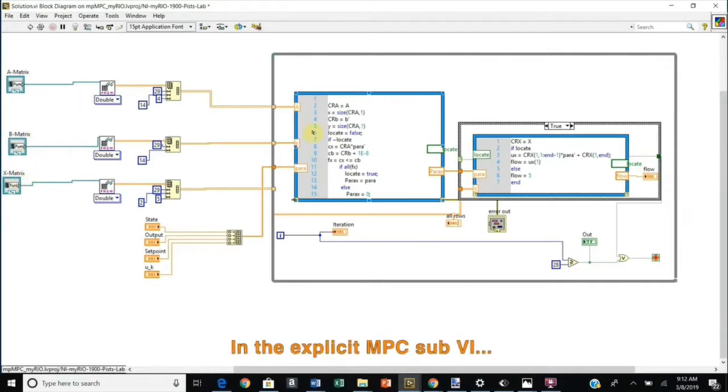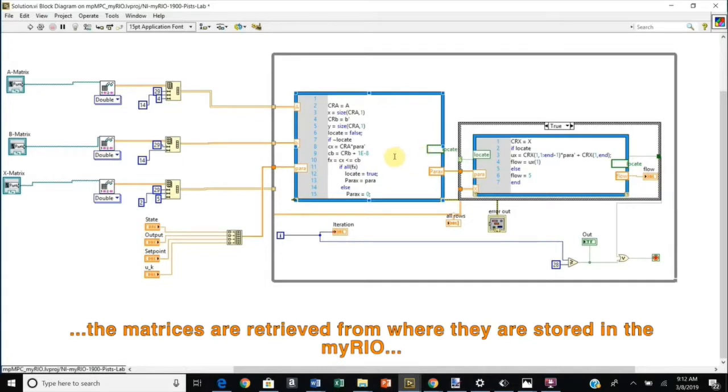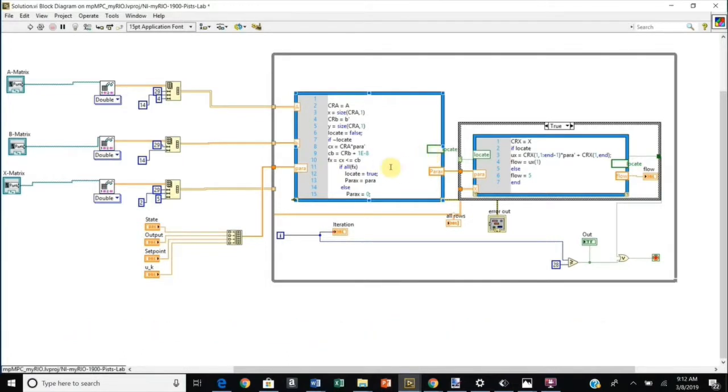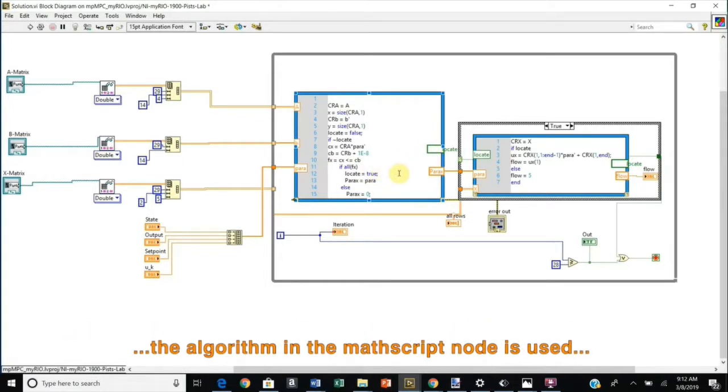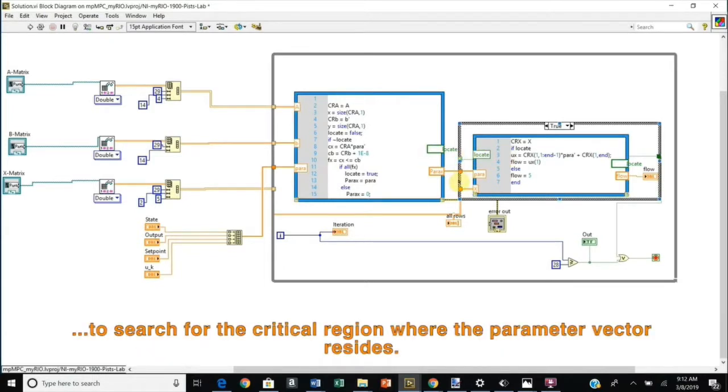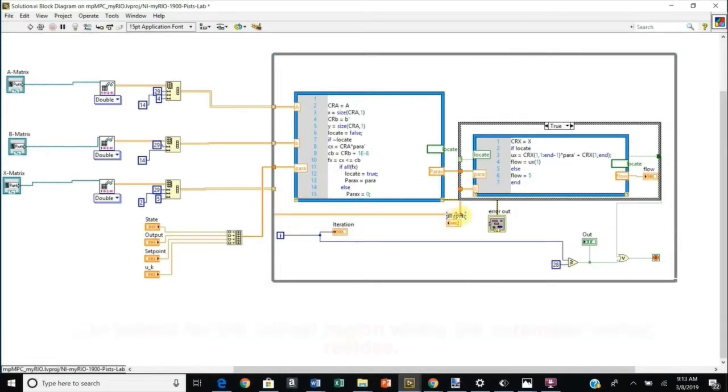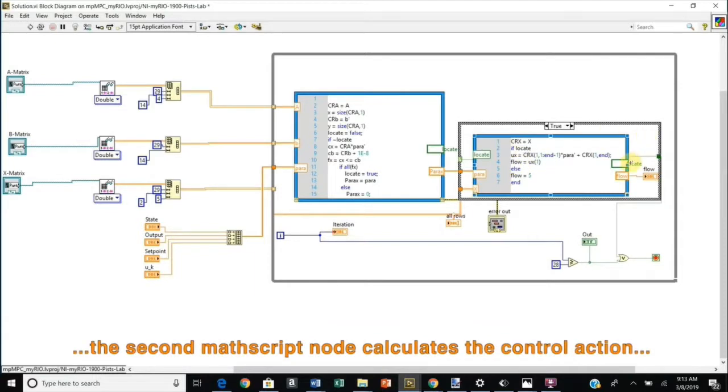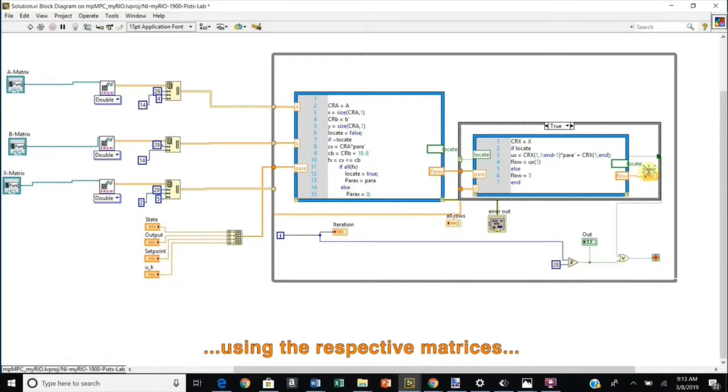In the Explicit MPC sub-VI, the matrices are retrieved from where they are stored in the myRIO, and the algorithm in the MathScript node is used to search for the critical region where the parameter vector resides. When the critical region is located, the second MathScript node calculates the control action using the respective matrices from the identified critical region.